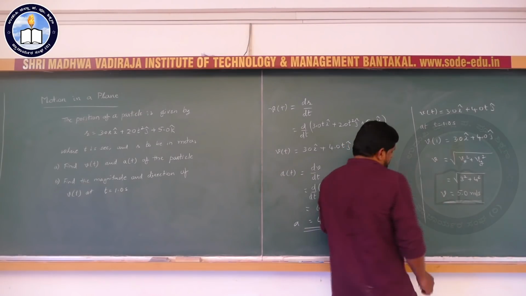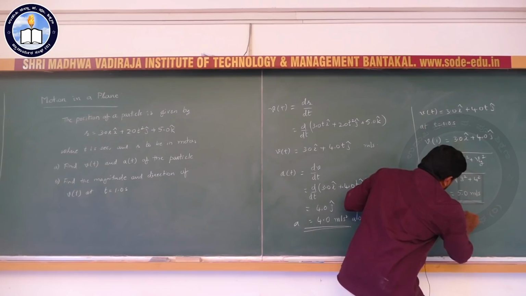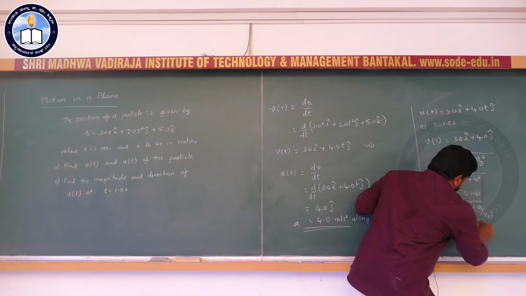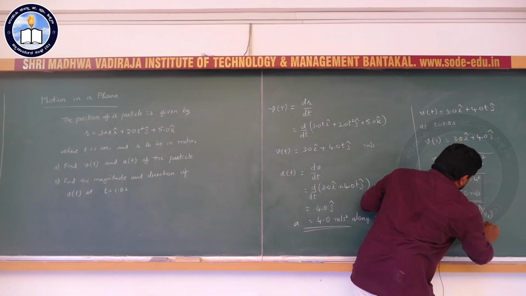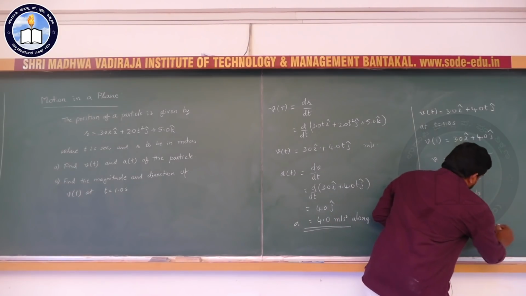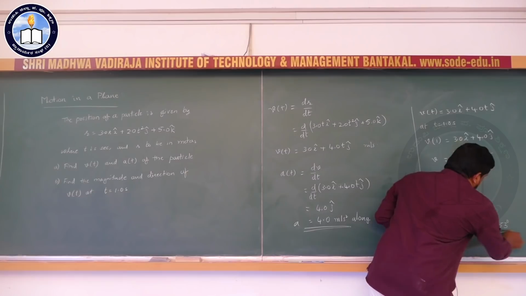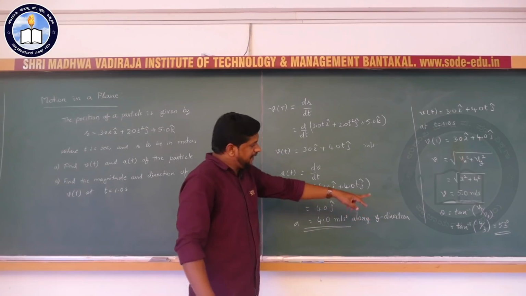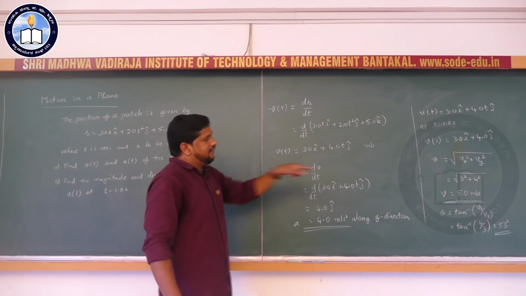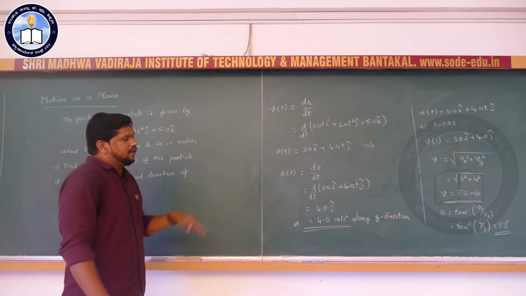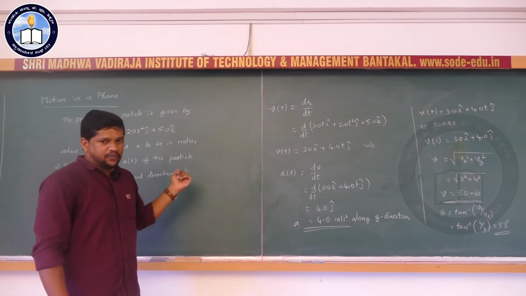Now what will be the direction? The direction theta will be equal to tan inverse of Vy divided by Vx. So tan inverse of Vy, which is 4, divided by 3. Tan inverse of 4 by 3 is approximately 53 degree. So theta will be equal to 53 degree. The direction makes an angle of 53 degree with the horizontal. So the resultant velocity vector makes an angle of 53 degree with the horizontal.